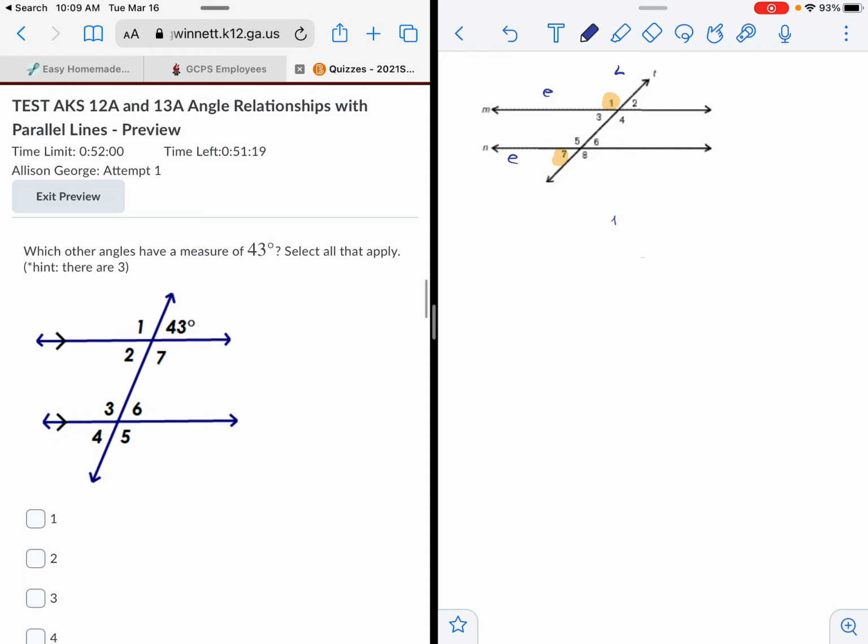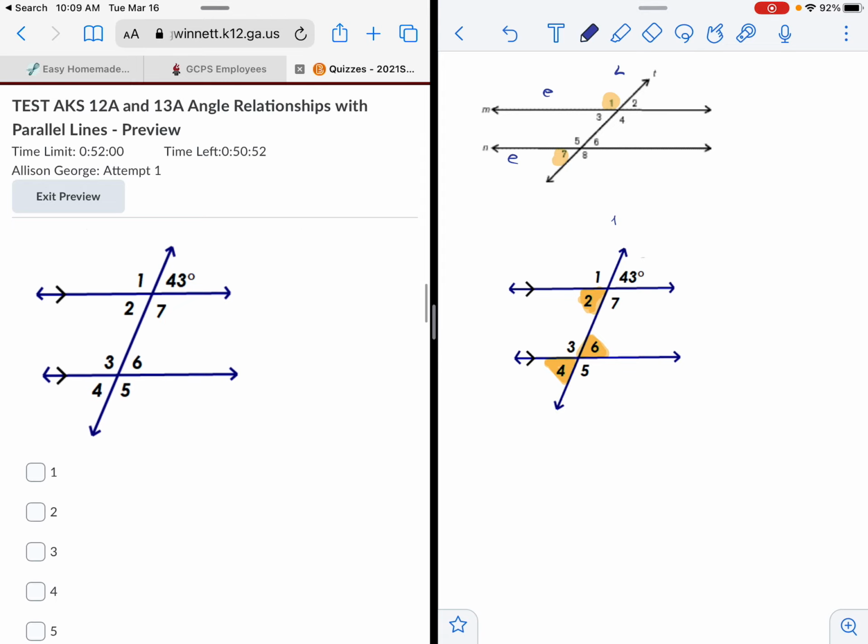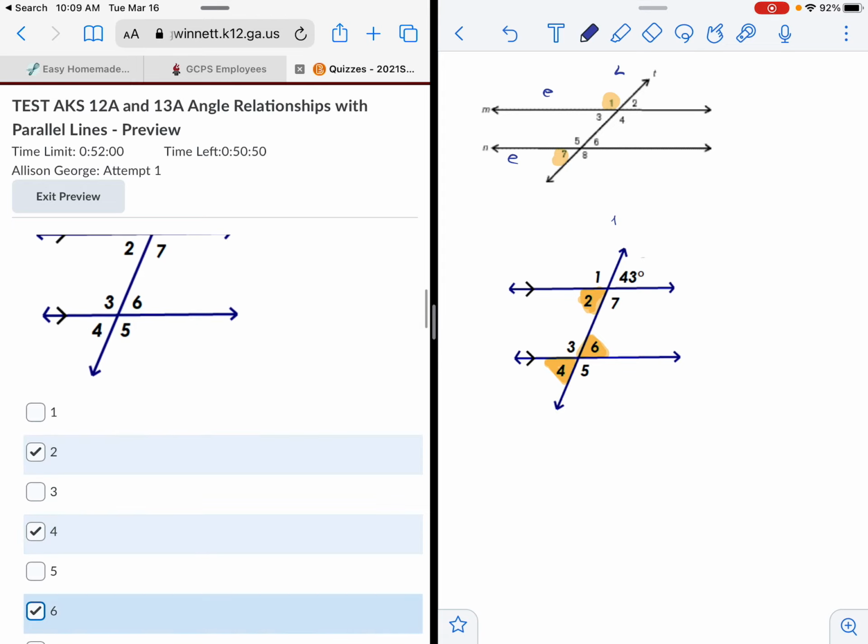Number 2, which other angles have a measure of 43 degrees? Well, 43 is there. We know that 43 and 2 are vertical angles, so they are the same. I know that 2 and 6 are alternate interior angles, so they must be the same. And I know 6 and 4 are vertical angles, so they must be the same. So it is 2, 4, and 6 that are all 43 degrees.